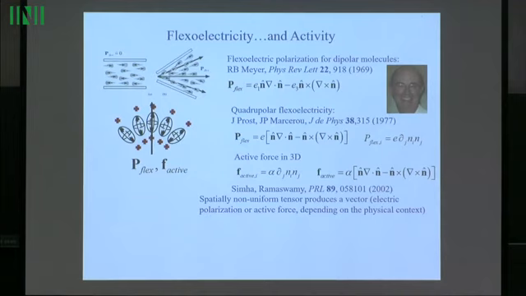It's very simple. If you have something tensorial changing in space and you produce the gradient of this change, then you would get a vector. And this vector can be either flexoelectric polarization or it can be the active force. It depends on the physics of the system at hand.